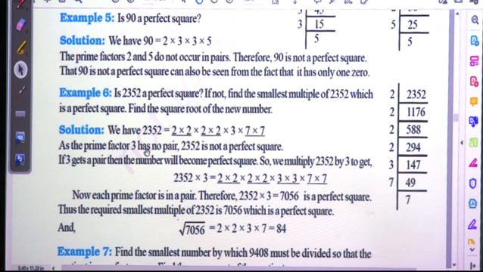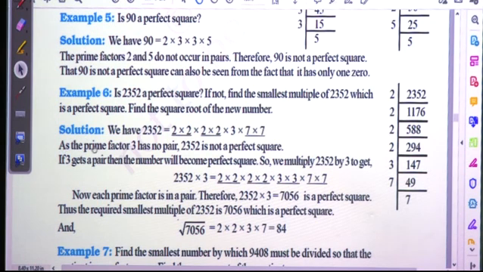As the prime factor 3 has no pair, 2352 is not a perfect square. If 3 gets a pair, then the number will become a perfect square. What is said in the question? Is 2352 a perfect square? If not, find the smallest multiple of 2352 which is a perfect square, and find the square root of the new number.